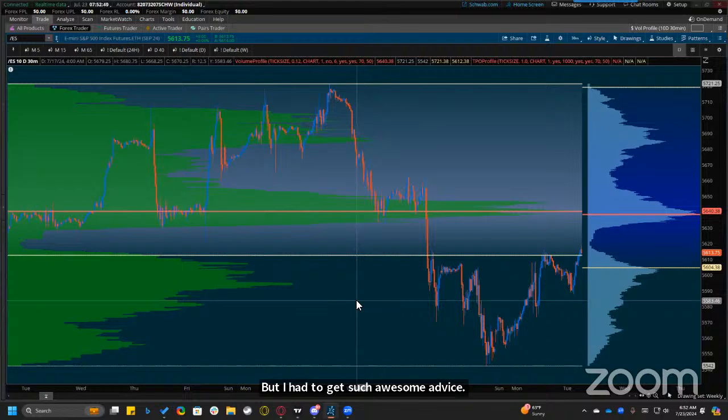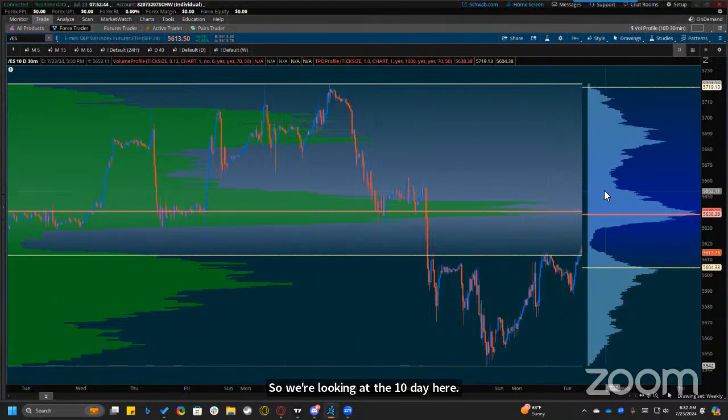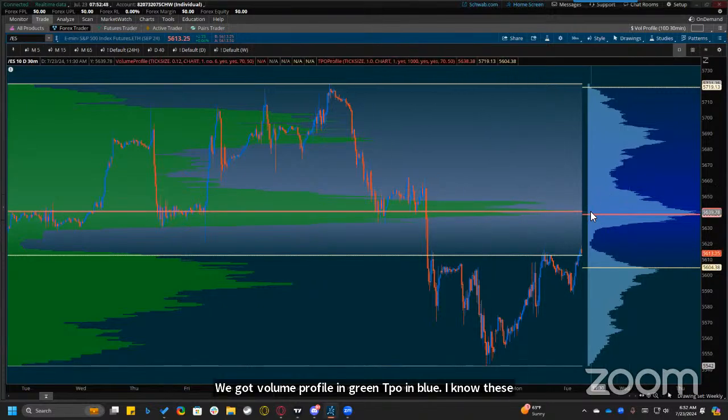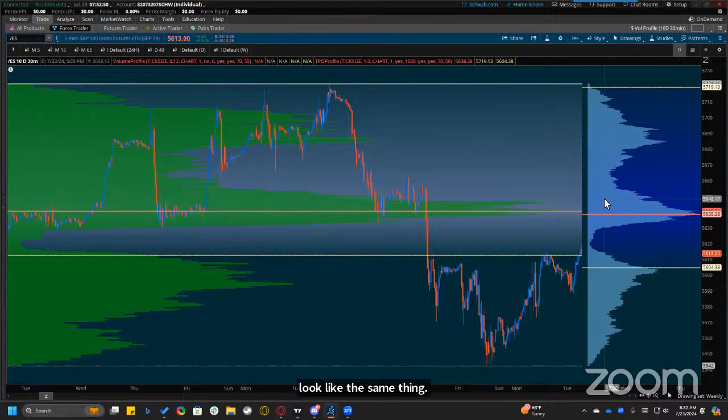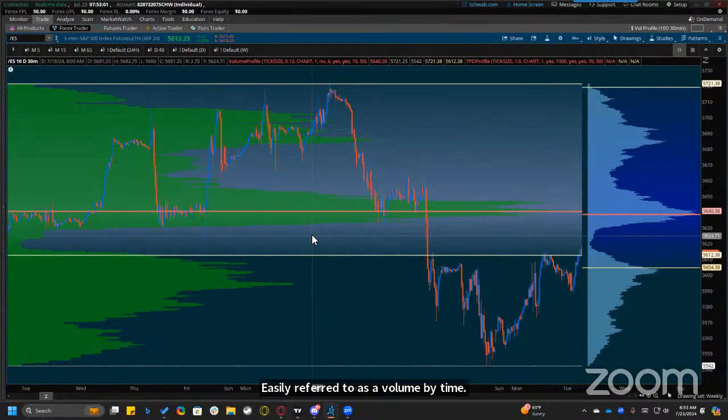So we're looking at the 10-day, 30-minute here. We got a volume profile in green, TPO in blue. I know these look like the same thing. They're not. TPO is time price opportunity. It's easily referred to as volume by time. The green one is a volume profile. It's volume by price.